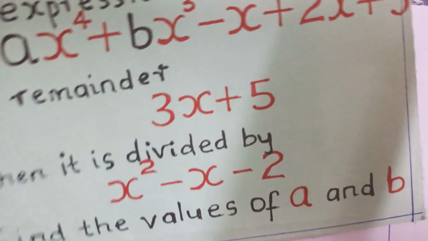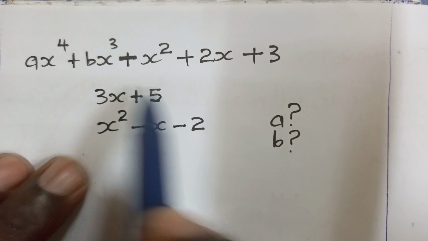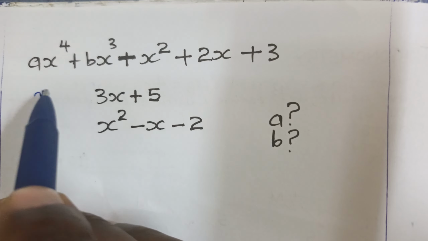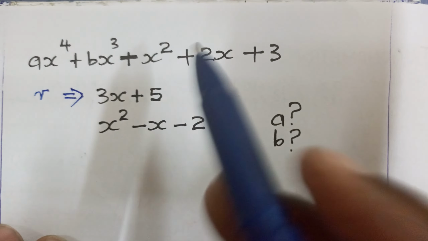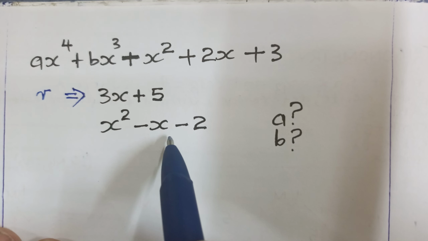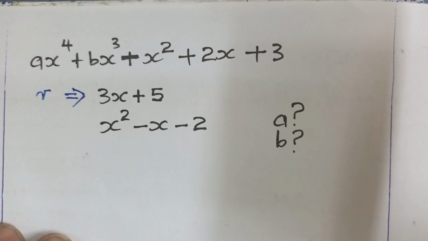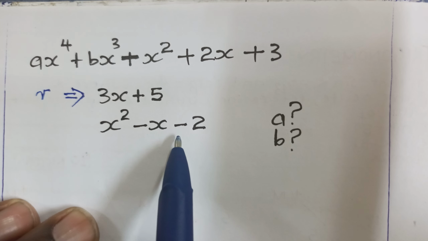So, we have an equation right here, and this equation has a remainder. This is R, the remainder. And we are dividing that equation by x^2 - x - 2. So the first thing we are going to look for is the roots.